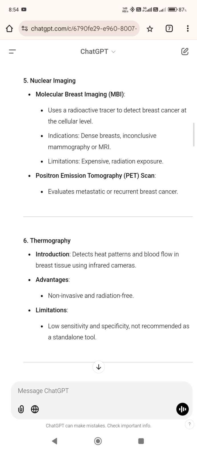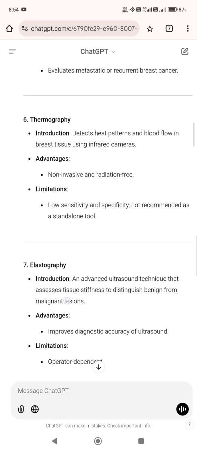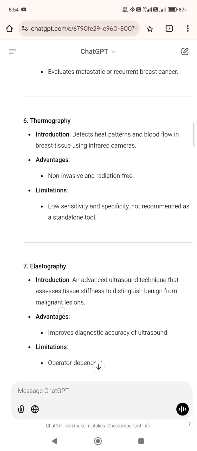5. Nuclear imaging. Molecular breast imaging, MBI, uses a radioactive tracer to detect breast cancer at the cellular level. Indications: dense breasts, inconclusive mammography or MRI. Limitations: expensive, radiation exposure. Positron emission tomography, PET scan, evaluates metastatic or recurrent breast cancer.